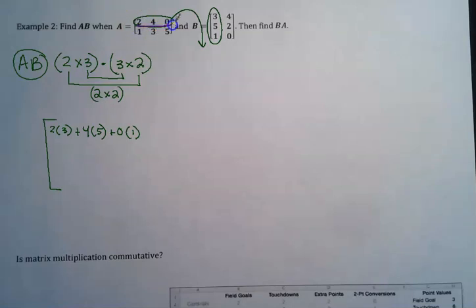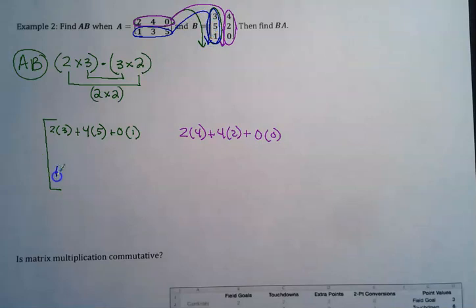Then we're going to take this same first row, multiply it by this second column, and it's going to do the same thing. It's going to pull in here, drive right in there. So for this next number, we're going to have 2 times 4 plus 4 times 2 plus, and our last one, 0 times 0. Then we're going to do our bottom row and our first column, and it's going to pull right in there.